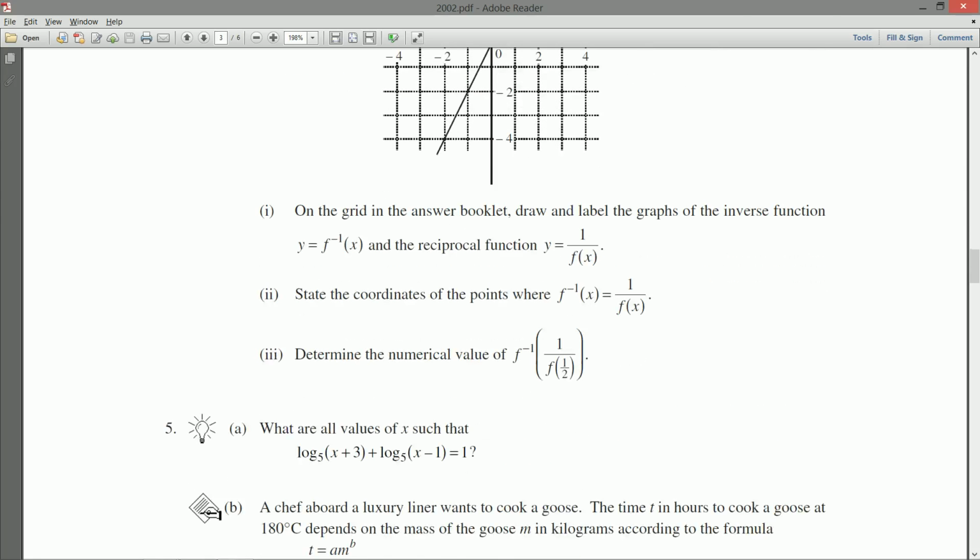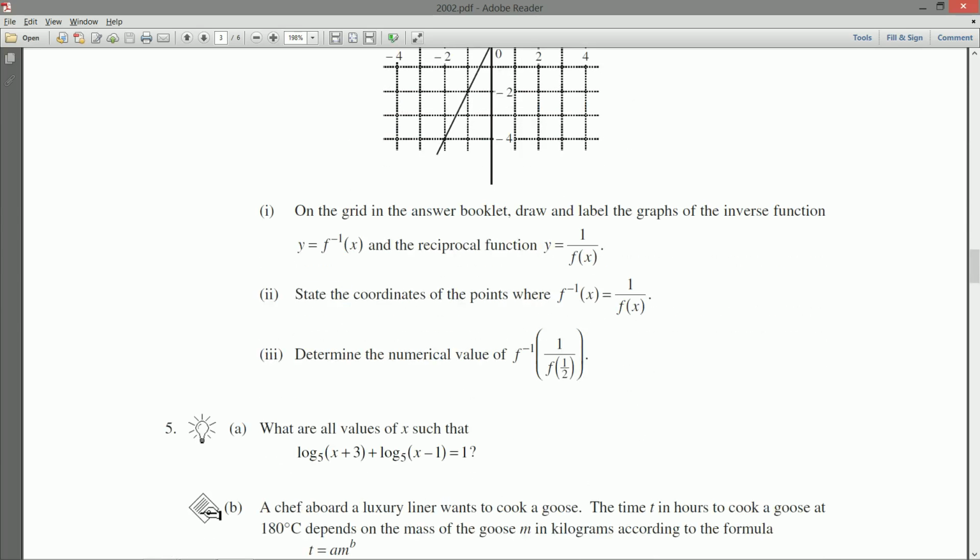And then we got three little sub-questions on the grid in the answer booklet. So obviously this year they had a grid in the answer booklet. We don't, but we'll make do with a grid that we'll draw. So on the grid in the answer booklet, draw and label the graphs of the inverse function, y is equal to f inverse of x, and the reciprocal function, y equals 1 over f of x.